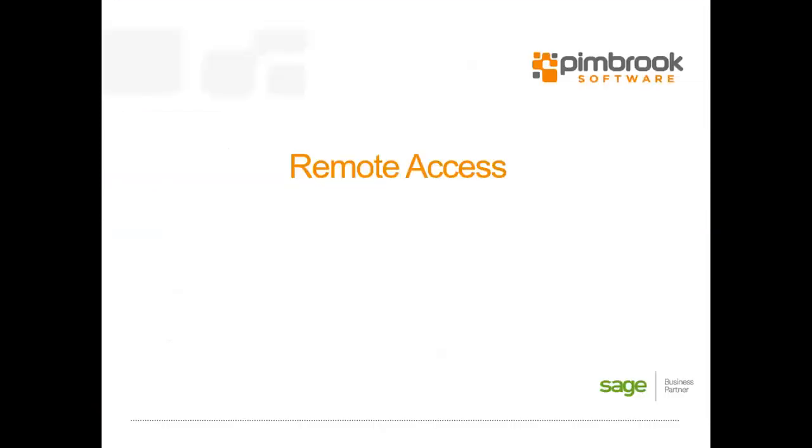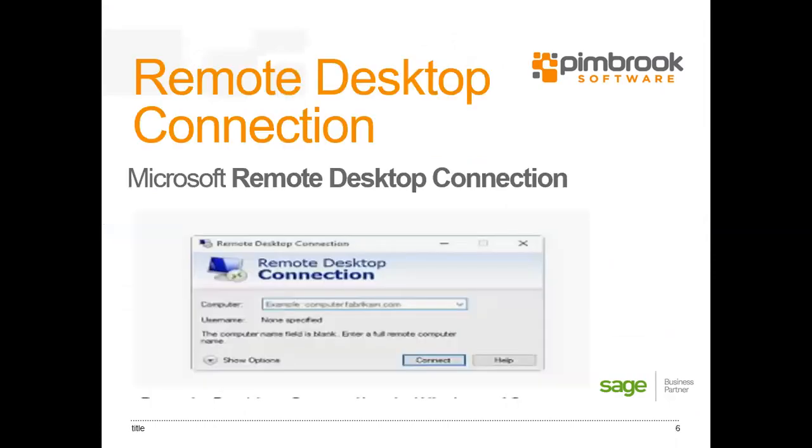Now, we're moving on. The next thing on our agenda is remote access. We know the times that we are in now with COVID, everybody wants to know how to work from home. A lot of people are working from home. And basically, there are 4 ways you can work from home using Sage 50. The first one is called remote desktop connection.